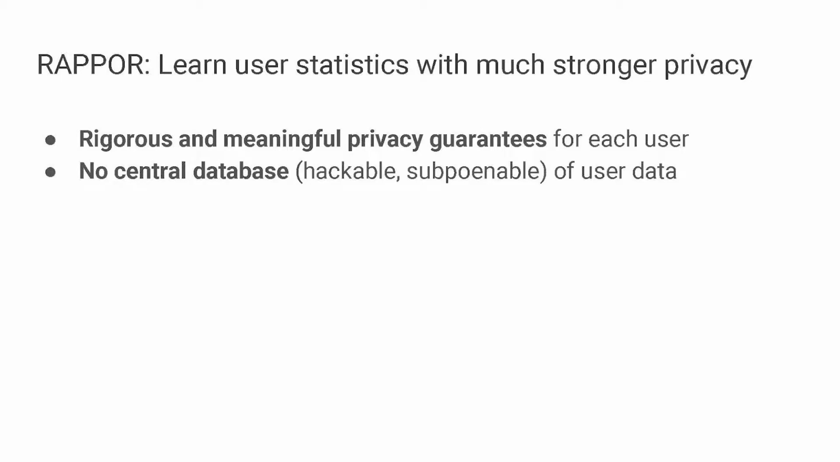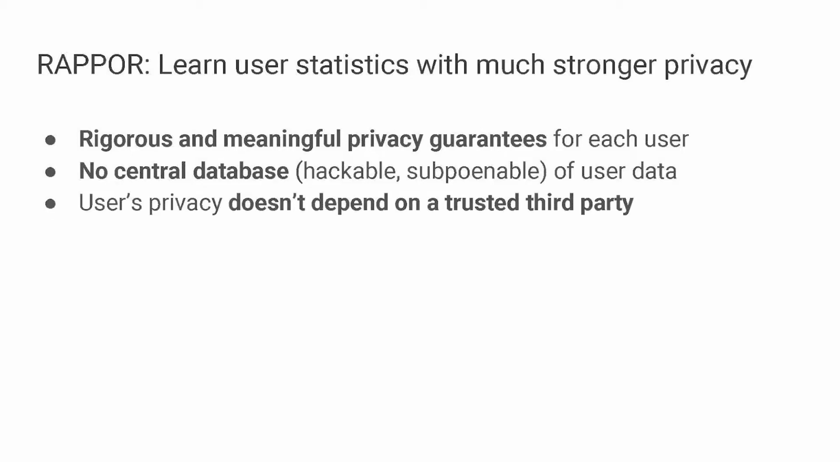We don't have a central database of user data, so there's no particular central point where all the privacy-sensitive data lies, and then we need to worry about maybe that being hacked and leaked, or maybe there are subpoenas or other sort of things that happen. Users' privacy does not depend on a trusted third party, right? So we don't say you're going to trust some external person, or you're going to trust someone else that's not part of Google, things of that sort.